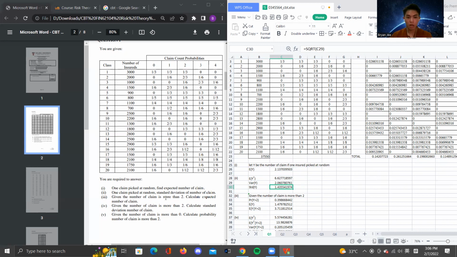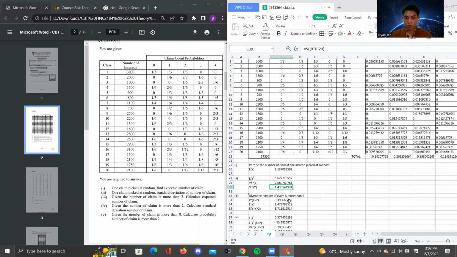Given the number of claims is more than 2, so 2 is not included, we are going to calculate the expected number of claims. We are given the condition that the number of claims is more than 2, which means that our number of claims has to be divided by the condition.